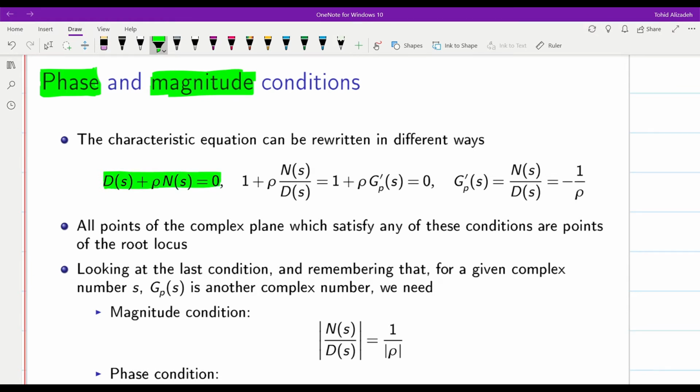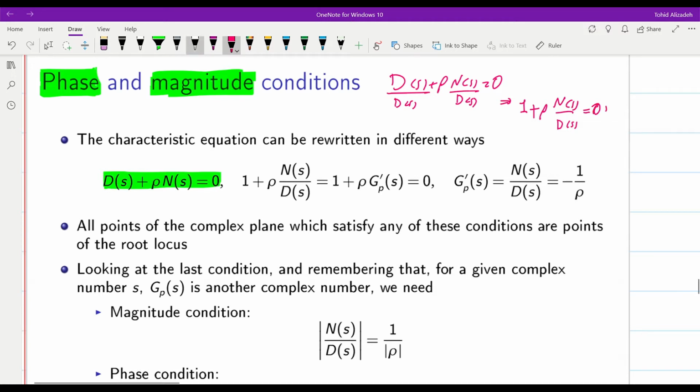Now if we divide both sides, let's say, with d of s, we can rewrite it in the form of 1 plus rho times n over d equal to 0. Maybe let me write it over here again. So d plus rho times n equal to 0. If I divide everything by d of s, we will get d over d, which is equal to 1 plus rho times n over d equal to 0.